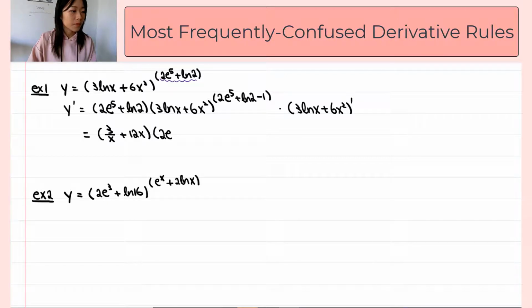2 times e to the power of 5 plus ln of 2, times (3 times ln of x plus 6x squared) to the power of (2 times e to the power of 5 plus ln of 2, minus 1).